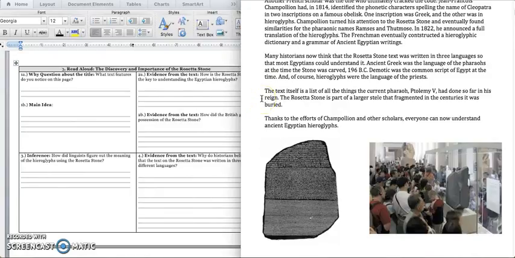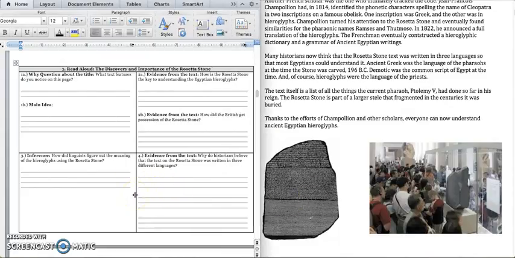The text itself is a list of all the things the current pharaoh, Ptolemy V, had done so far in his reign. The Rosetta Stone is part of a larger stele that fragmented in the centuries it was buried. Thanks to the efforts of Champollion and other scholars, everyone can now understand ancient Egyptian hieroglyphs.